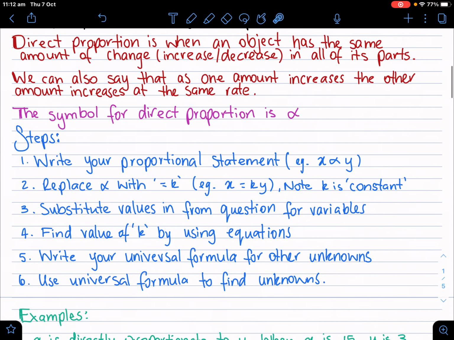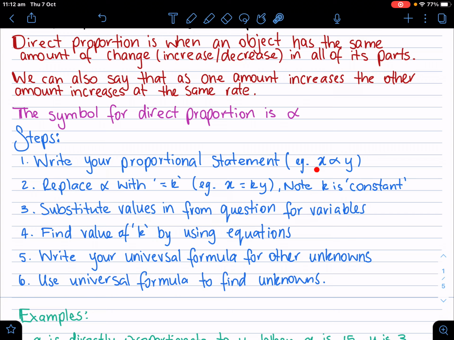Now let's go through the steps of proportion. You should write these steps down, and then when you do an example, rewrite the steps in your own words. So let's start with the first step. The first step is to write your proportional statement. For example, if x is proportionate to y, we write x proportional symbol y. So if you write your proportional statement first, then it makes sense to move forward.